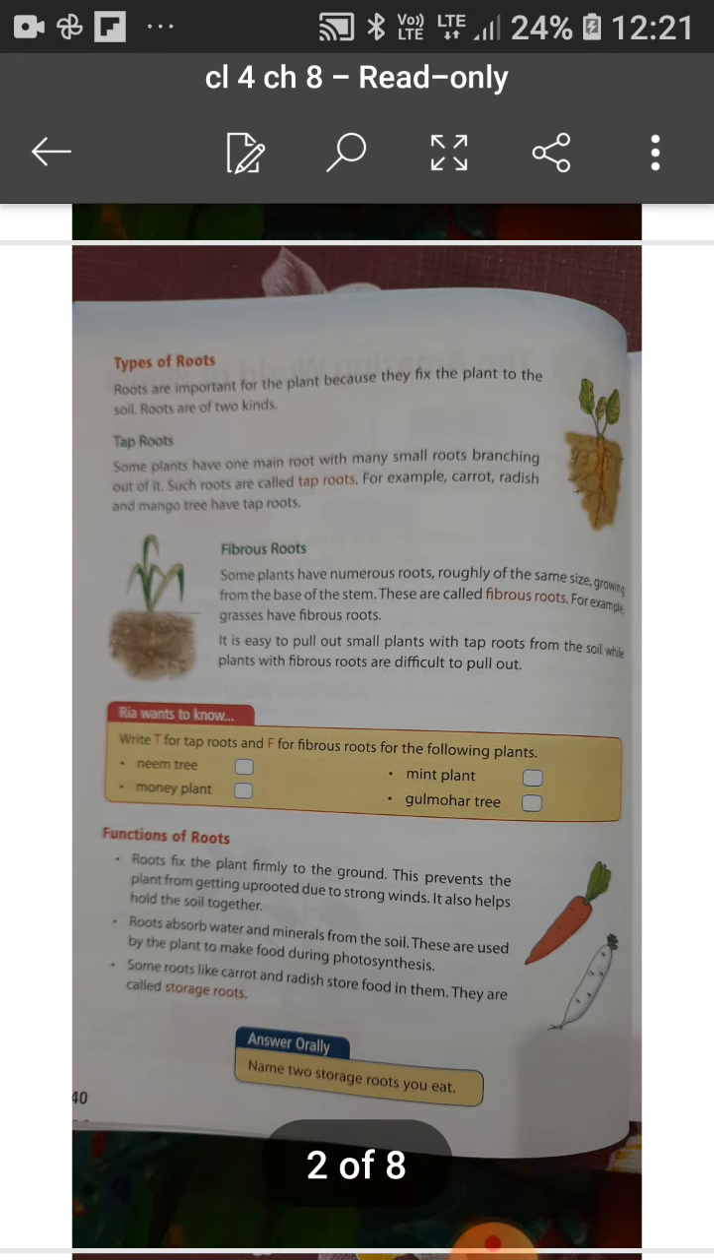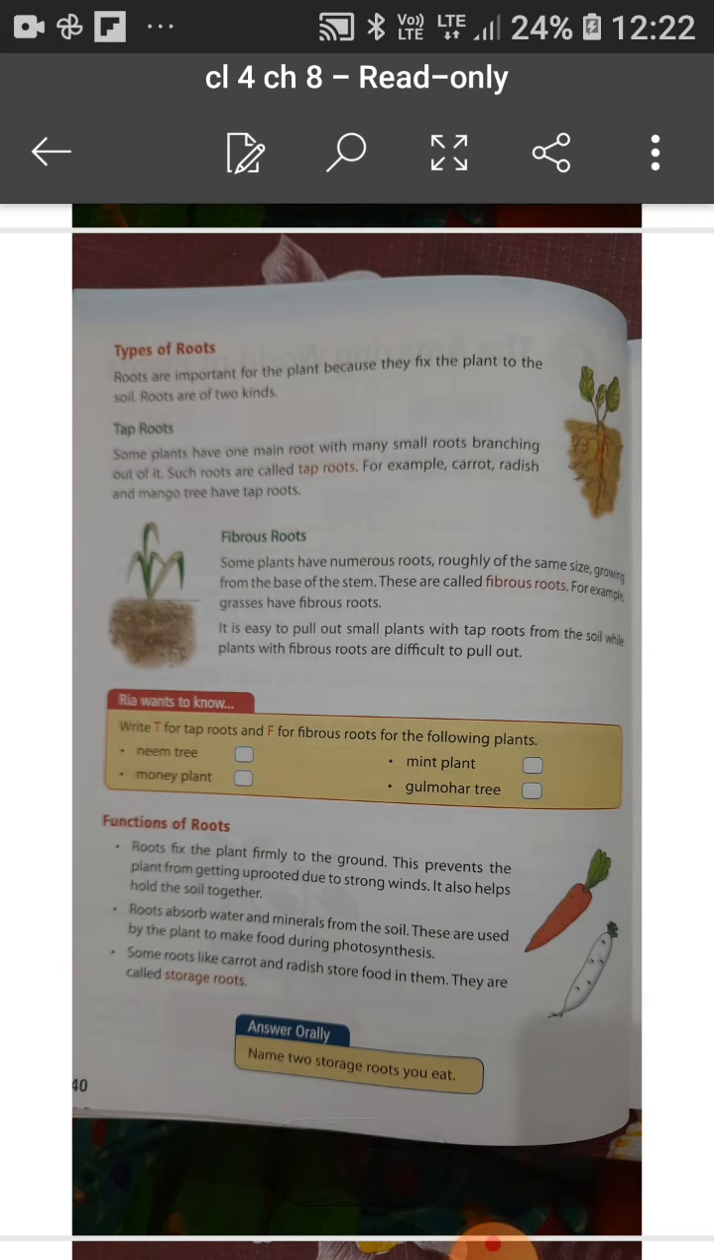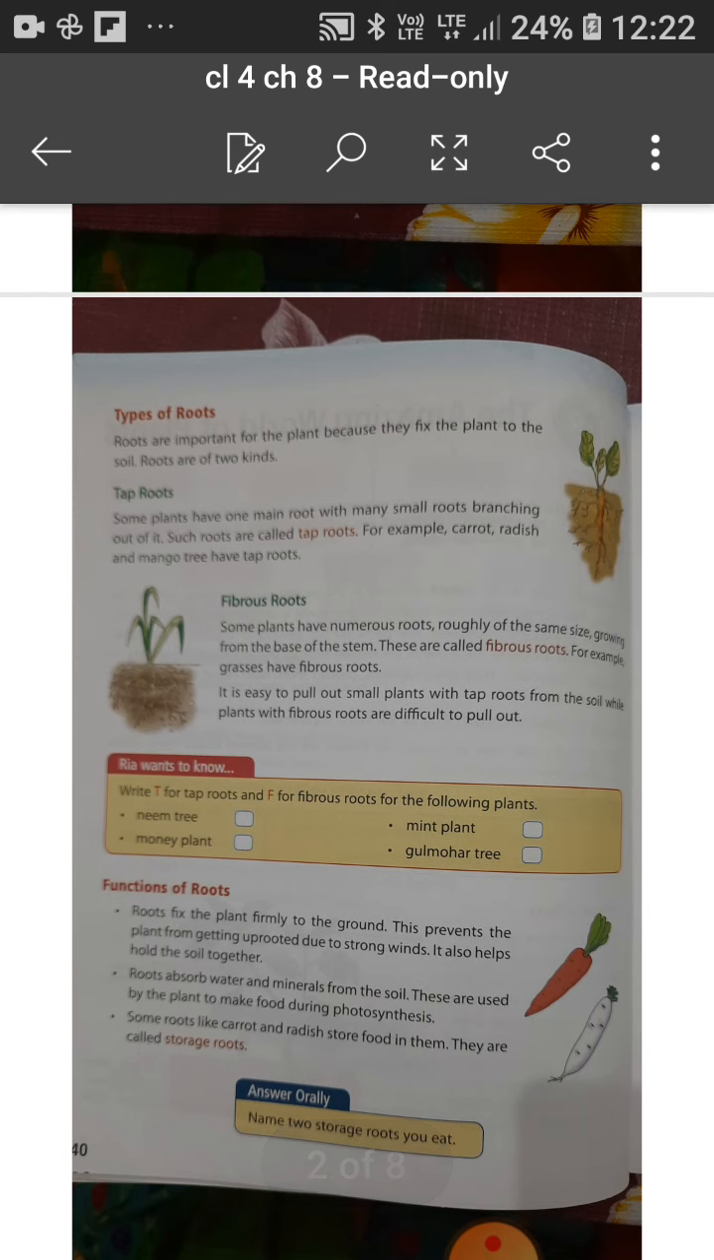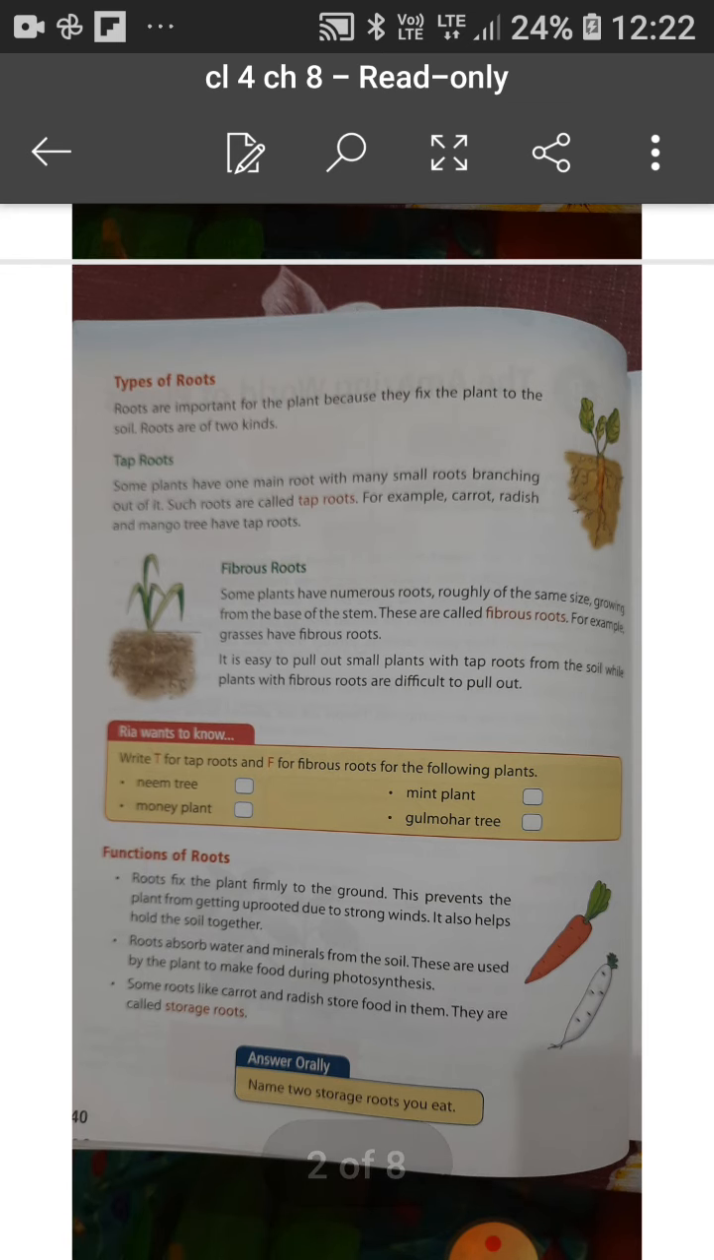Ria wants to know, write T for tap roots and F for fibrous root for the following plants. Neem tree, money plant, mint plant and Gulmohar tree. So this is your homework.